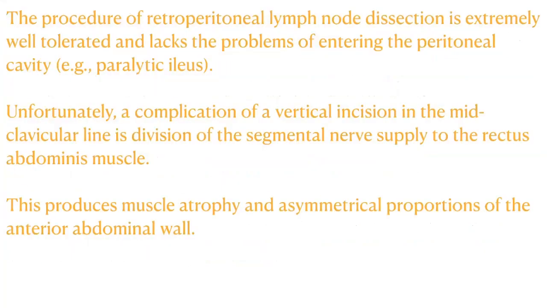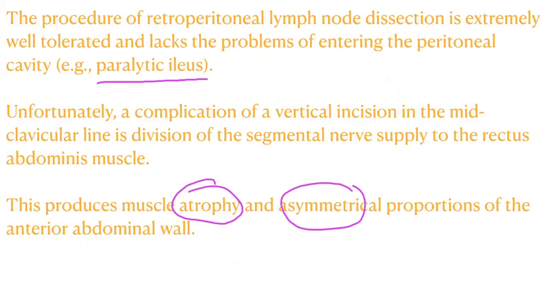The procedure of retroperitoneal lymph node dissection is extremely well tolerated and lacks problems of entering the peritoneal cavity, for example paralytic ileus. Unfortunately, a complication of vertical incision in the midclavicular line is division of the segmental nerve supply to the rectus abdominis muscle, which results in muscle atrophy and asymmetrical proportions of the anterior abdominal wall. So that is how you resect the retroperitoneal lymph nodes. Nowadays, they will do it through laparoscopy or by robotic surgery, right?